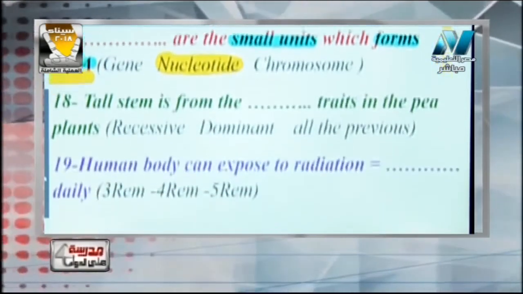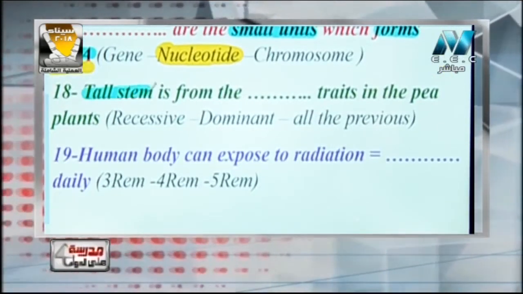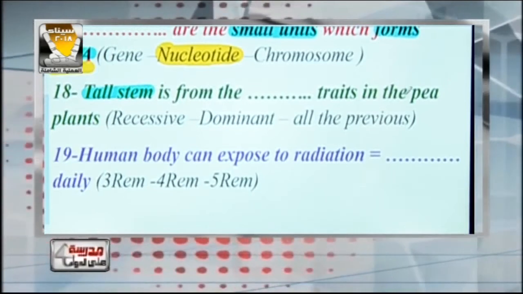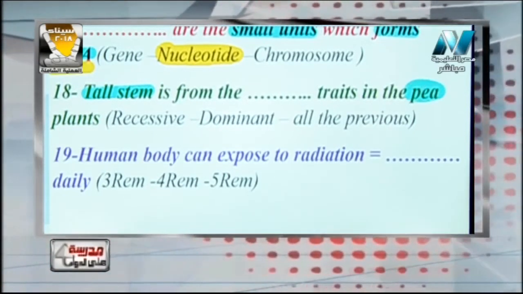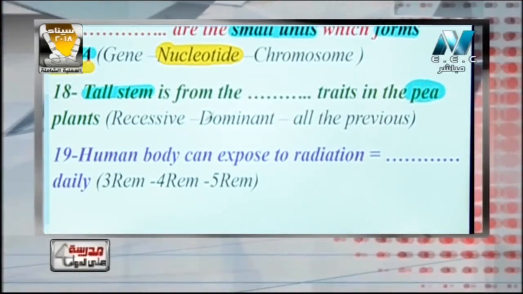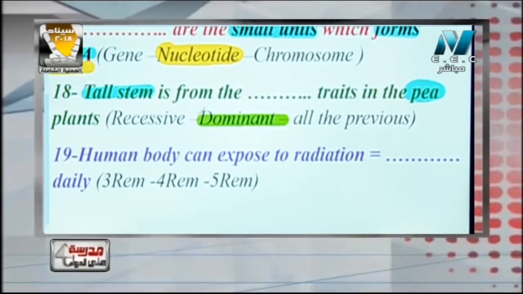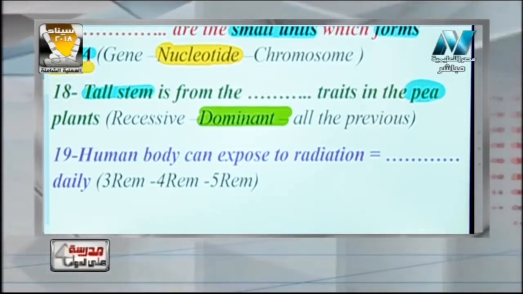Question 18 says tall stem. It says tall stem is from what traits in the pea plant. So here we talk about the pea plant and we should remember tall stem is from the dominant trait. It is from the dominant trait in the pea plant.